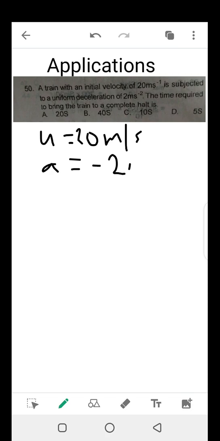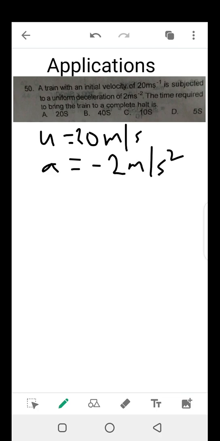I'm going to go through two typical examination questions. The first one is this: a train with an initial velocity of 20 meters per second. So they give us that the train has initial velocity 20 meters per second. That's U equals 20 meters per second. It is subjected to a uniform deceleration. You can see that's a deceleration, that means our A is going to be negative. They give us 2 meters per second squared, so our A is minus 2 meters per second squared.